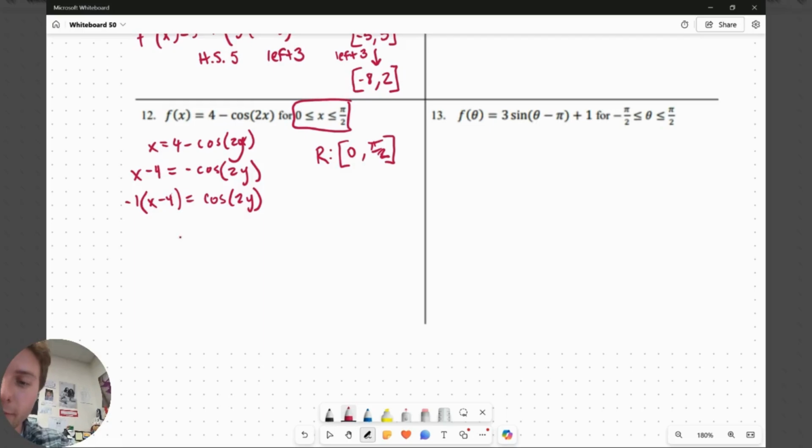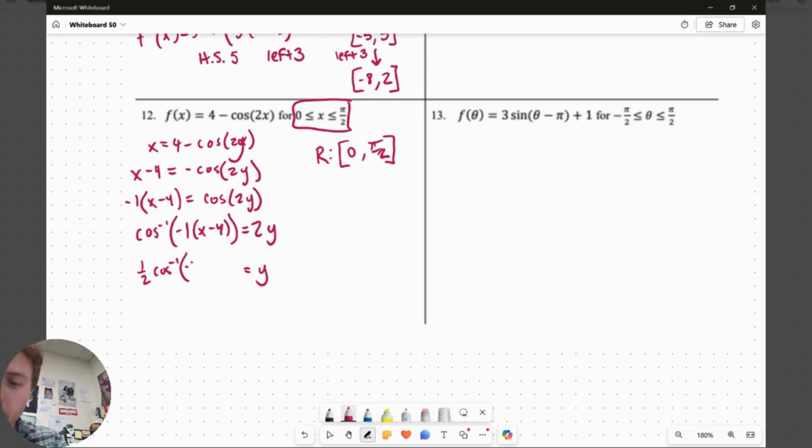Now we can get rid of cosine by taking the inverse of it. Now to get rid of the 2, you could divide by 2. That's the same thing as multiplying by 1/2. Notice I multiply by 1/2 to show the transformation that is happening instead. And now we can represent this in function notation at the end.